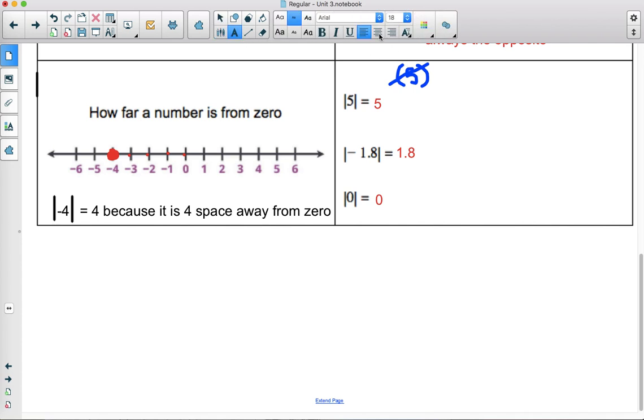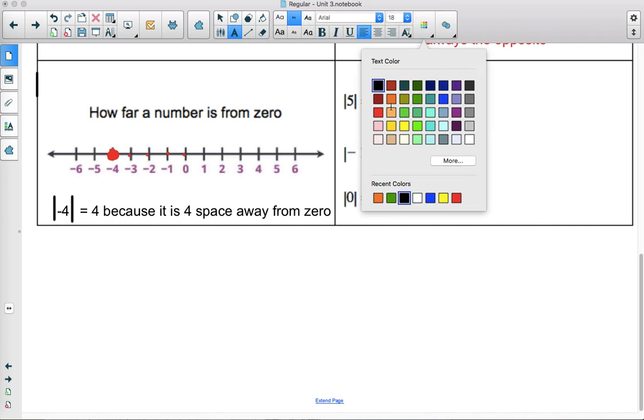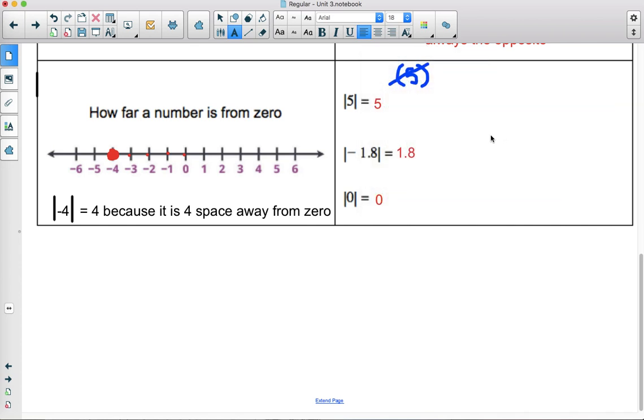A little hint that I want you to write down on the right-hand side over here is that this number absolute value is always positive. Okay, so again, just counting how far away it is.